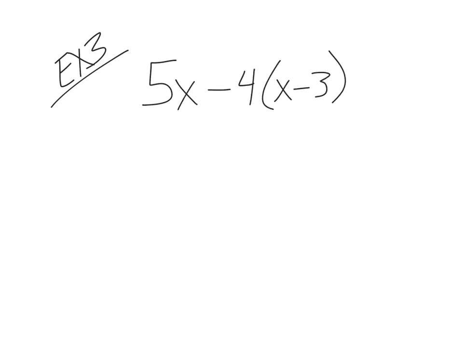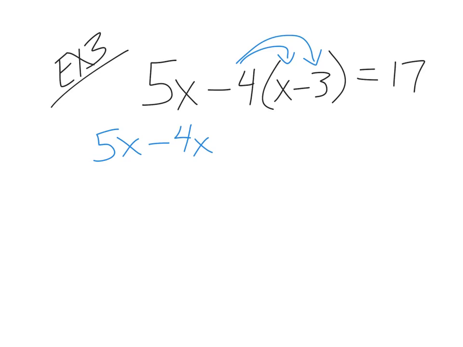Example 3, we are going to just solve this. So 5x minus 4, open parentheses, x minus 3 equals 17. What am I doing first? Distribute. Negative 4 times x, which is negative 4x. And then negative 4 times negative 3, because you got to keep this negative with it. Plus 12, positive because it's a negative times a negative.